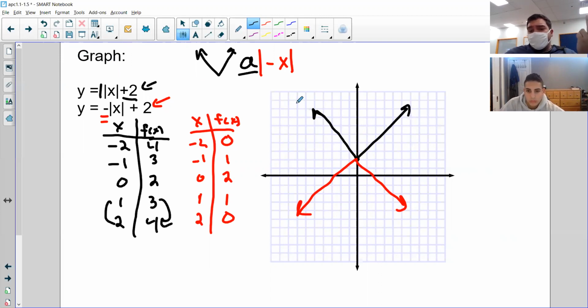This is just vertical shifts being portrayed. Next, we're going to do the vertical shrinks and expansions. Shrinks and stretches.